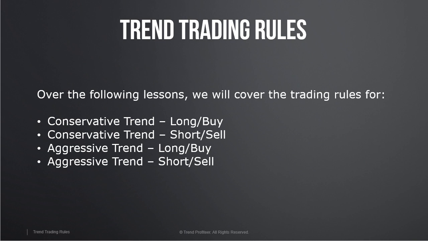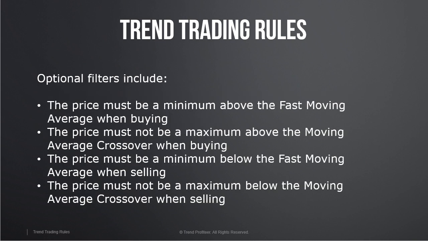And I am sure that other members will as well. So optional filters include, and these are all more fully gone over in detail in the Goldilocks zone. That's in the advanced training module. But optional filters include: the price must be a minimum above the fast moving average when buying, and it must not be a maximum above the moving average crossover when buying. In other words, we want it to be not too close but not too far from the inception of the trade, hence the Goldilocks zone.